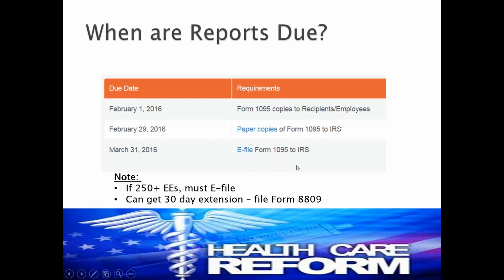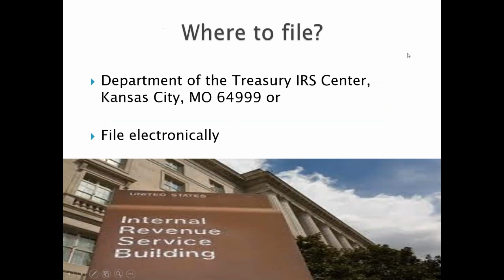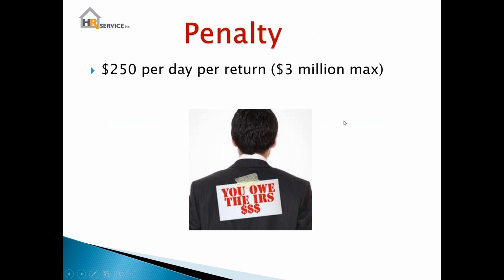Now, a couple of key points. If you have 250 or more employees, then you must file electronically. And you can get an extension of 30 days if you file Form 8809, so that would help you extend that longer if you wanted to. Where to file, if you're mailing it in: in most cases there are some exceptions, so you want to verify the states that you're filing for, to make sure exactly where that's mailed to, but most of them will go to this location, or you can file electronically.